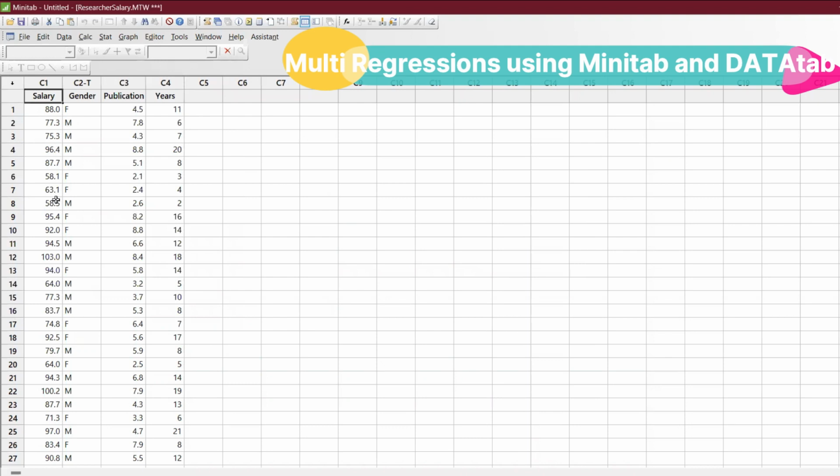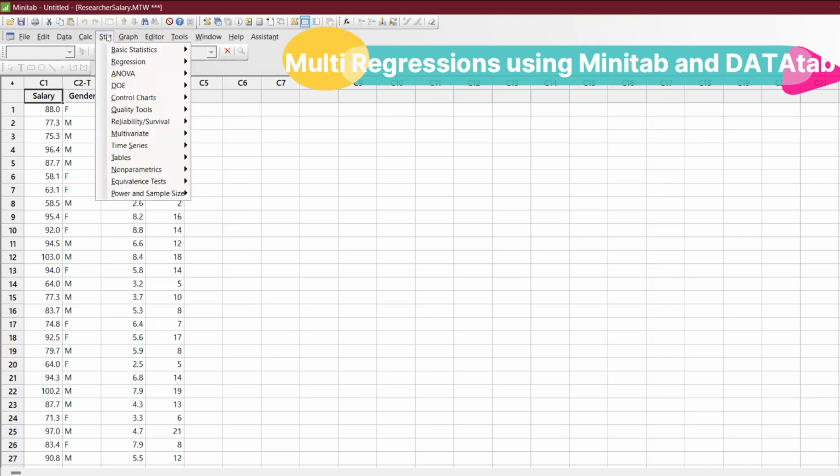Maybe we can say per month 88,000 if we just say in Indian terms, and then gender male and female, and then publications, how many years it has been there since publications, and how much experience the individual researcher has got. Okay, so we have salary that is the dependent. The salary is dependent, maybe let's say whether it depends on publication and year. Let's see how we can put all together and see multi-regression.